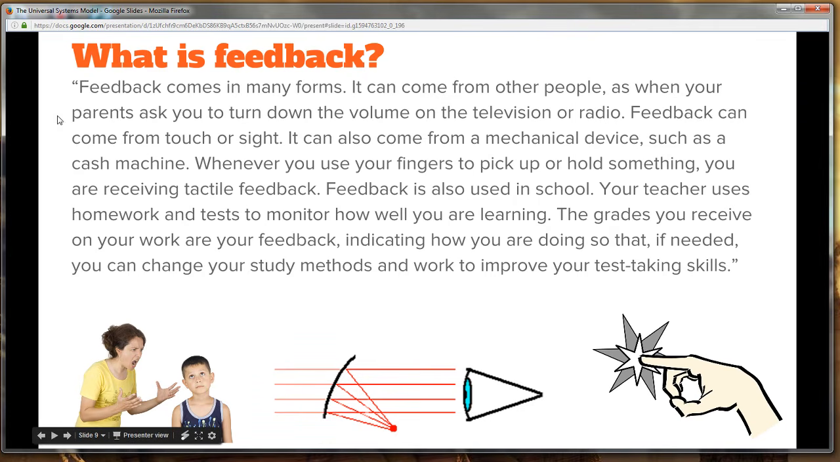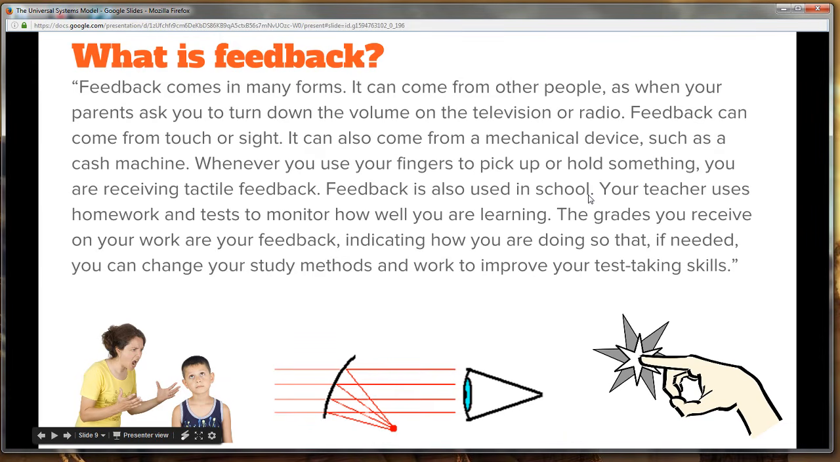What is feedback? Feedback comes in many forms. It can come from other people, like when your parents ask you to turn down the volume on your TV or your jam box or your iPod. Feedback can come in the form of touch or sight. It can also come from a mechanical device, such as a cash machine. Whenever you use your fingers to pick up or hold something, you are receiving something called tactile feedback.